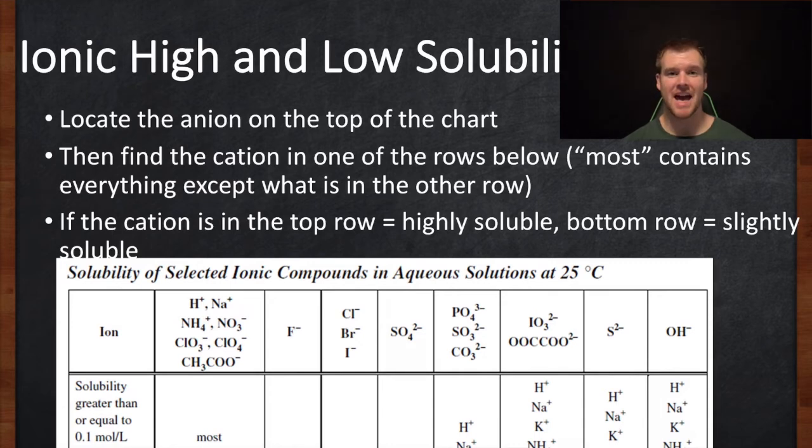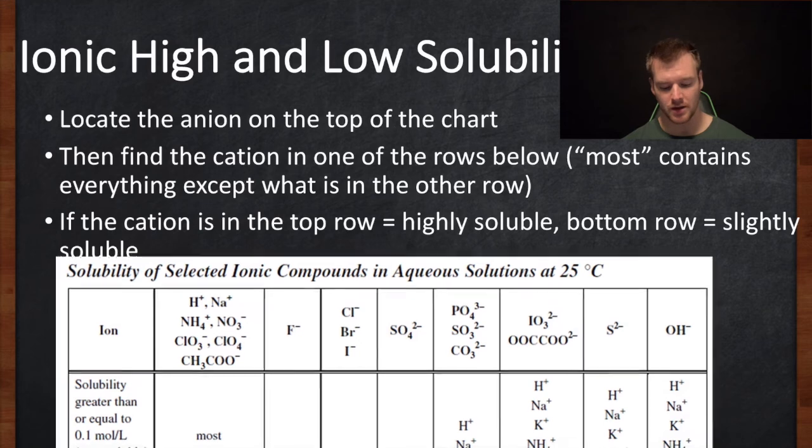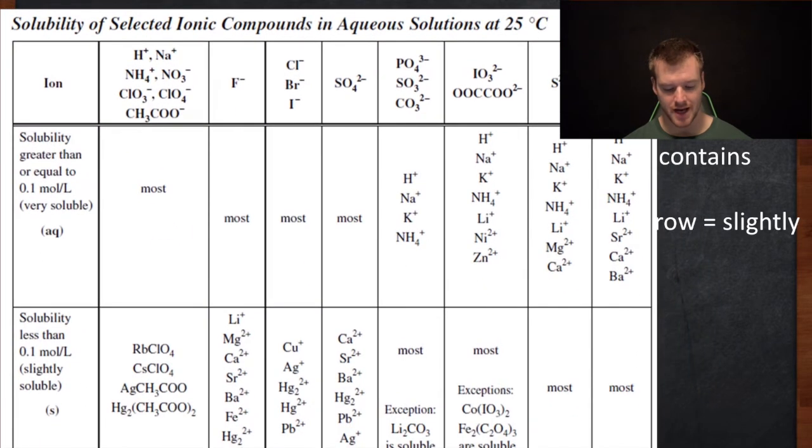If it doesn't say the cation specifically, it just says "most," that means everything except what is in the other row. And I'll give an example of that. If the cation is in the top row, it means highly soluble, and the bottom one, low or slightly soluble. Again, this makes a lot more sense when we look at the chart. So let's take a look at it here.